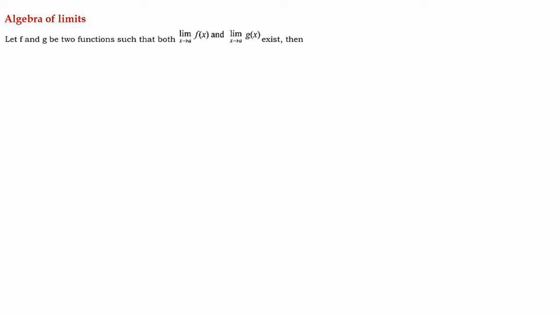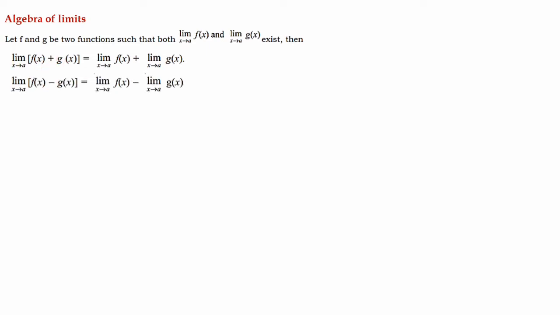Next, we shall discuss some important results. Algebra of limits. Let f and g be two functions such that both limit x tends to a f of x and limit x tends to a g of x exist. Then limit x tends to a, f of x plus g of x, is equal to limit x tends to a f of x plus limit x tends to a g of x. This means we take the limits separately and add.